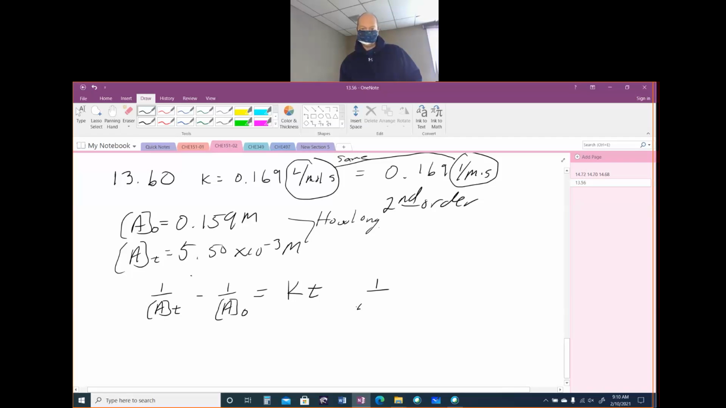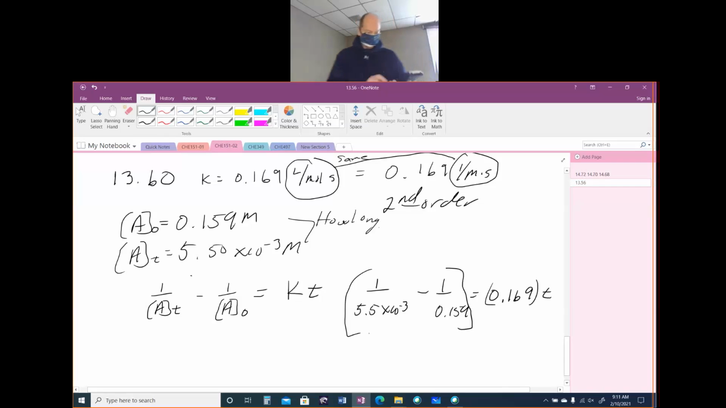So at time t, it is 5.5 times 10 to the minus 3. The initial is 0.159. The k is given, it is 0.169, and the time is what we are looking for. All right, and so get your number on the left. So when you do that, you get 175.529. All right, and then you divide both sides by 0.169, and then you have your time.